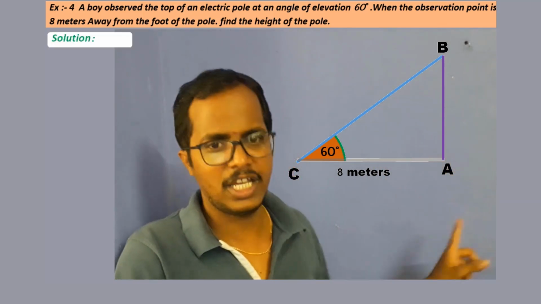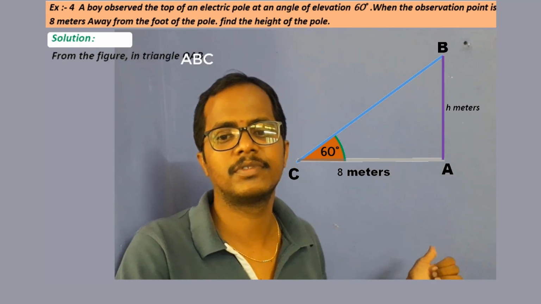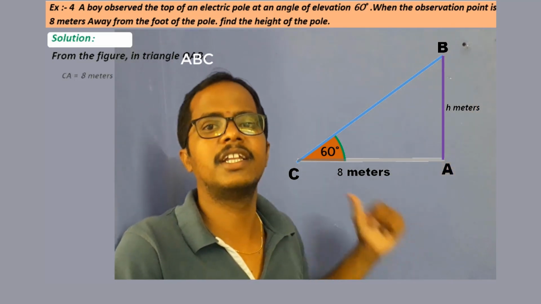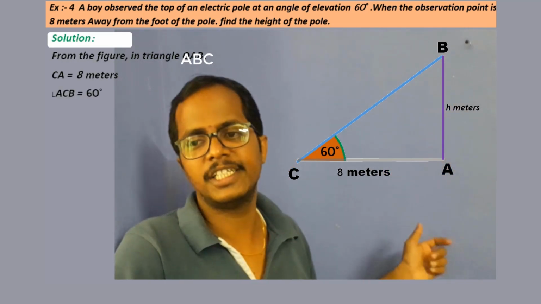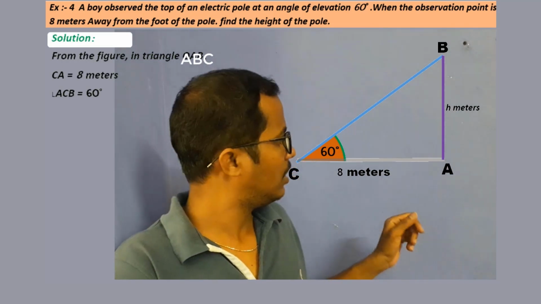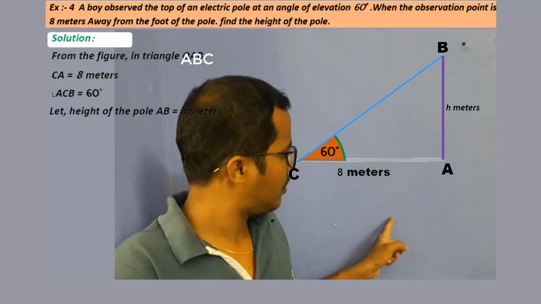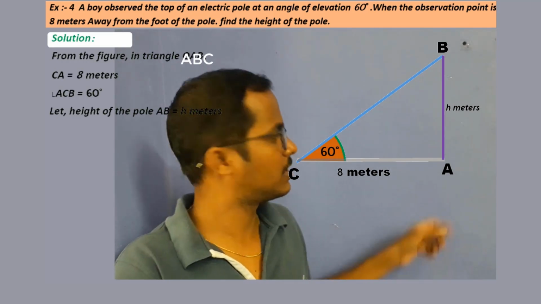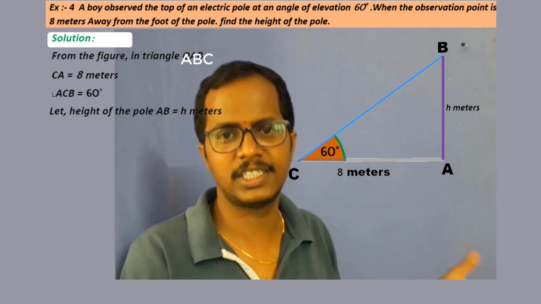From the figure in this triangle ABC, we have the length of CA, that is 8 meters, and the angle of elevation, that is angle ACB, is 60 degrees. We need to find the height of the pole, that is AB. So let us assume its height as h meters. So if we observe this right triangle ABC, we have the length of AC, that is 8 meters, and we have one angle at vertex C, that is 60 degrees. And using these two informations, we need to find the height of the pole. So how? Let us see.